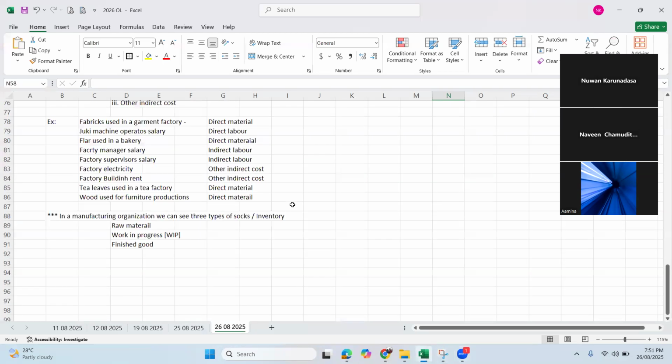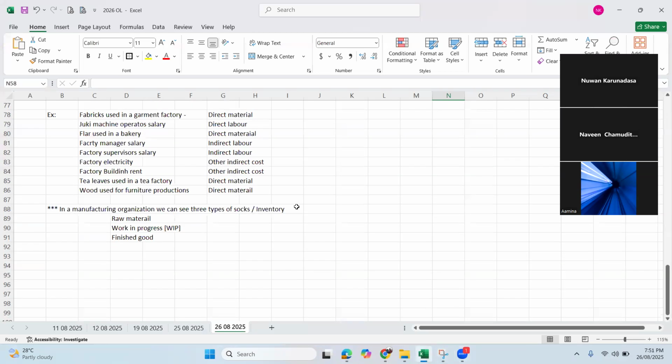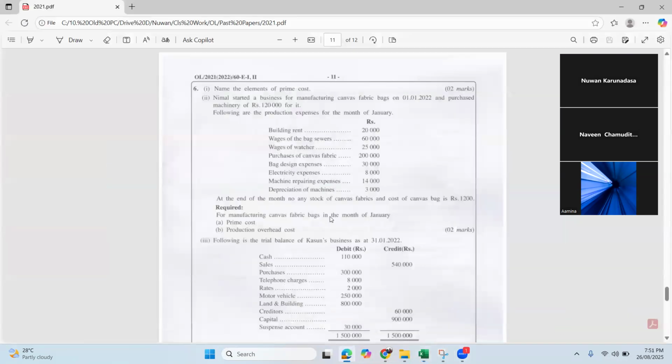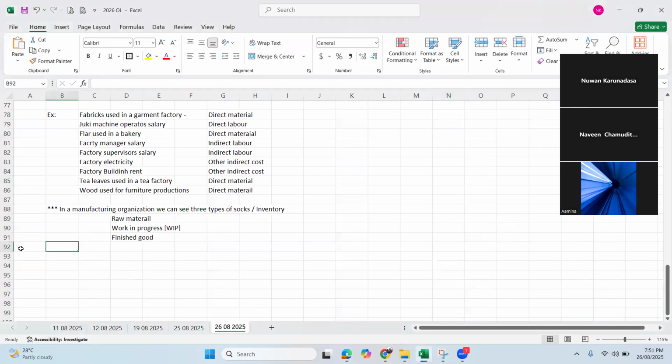This section is very important, as I said. So we will see a question, then you can understand the chapter. We'll practice 2 or 3 questions. This is 2021 O level, question number 6, A and B together we'll do.